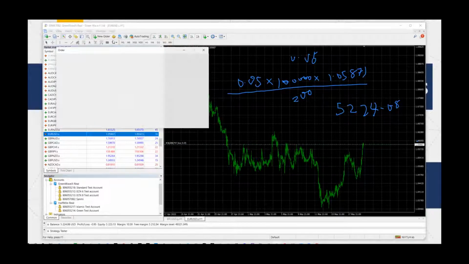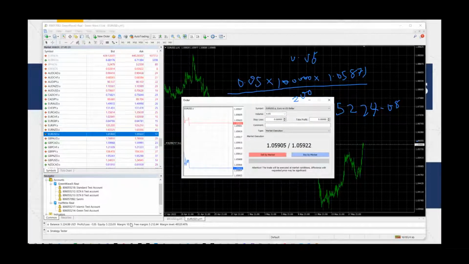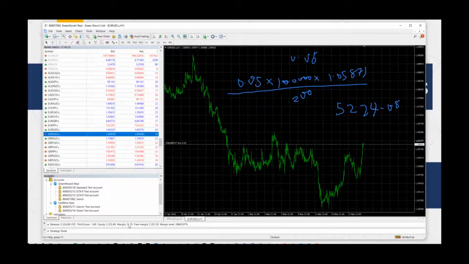If I open another one, it might not be 10.59 exactly, but it should be around there because price is still around where I opened this one. So if I also buy this one, the margin is going to increase to maybe 20 something. You see that? The margin is increasing, and my free margin is reducing, and it's going to show me my margin level. The margin level now is 24,000, which means this is a very healthy account, based on the trades I've placed so far. But once your margin level gets to around 100%, you'll be notified. You'll be given a margin call.